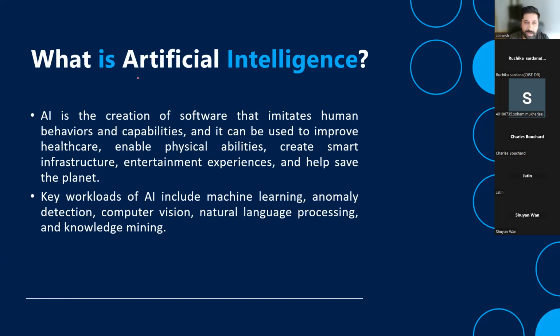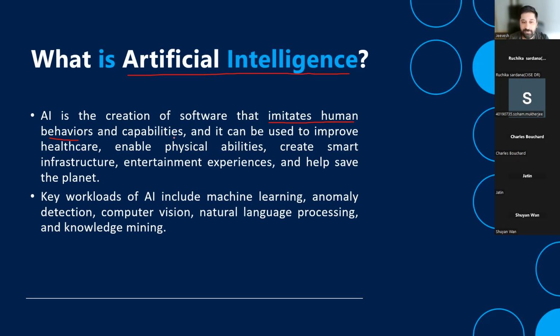Now, coming back to what is artificial intelligence. Artificial intelligence is the creation of software that imitates human behaviors. For example, if we are talking to a human, taking advice, or have a question that we want answered. If a computer is able to answer a question based upon certain rules, certain learnings, the data that we have trained it with, that is covered under artificial intelligence.